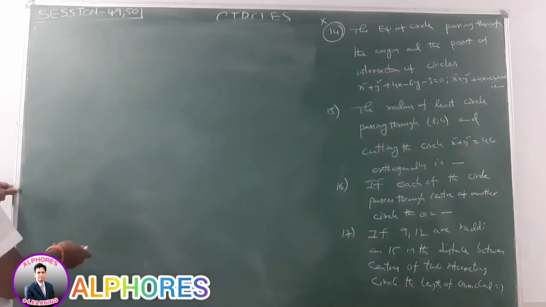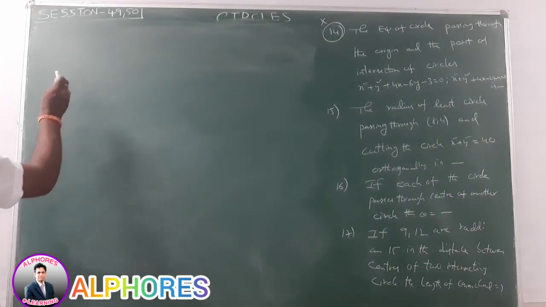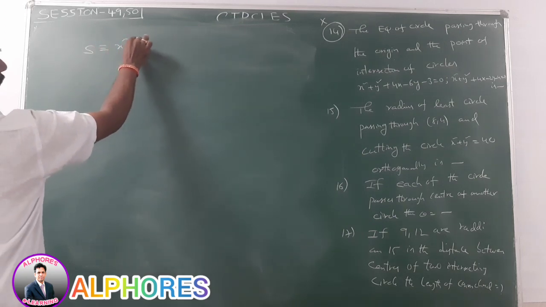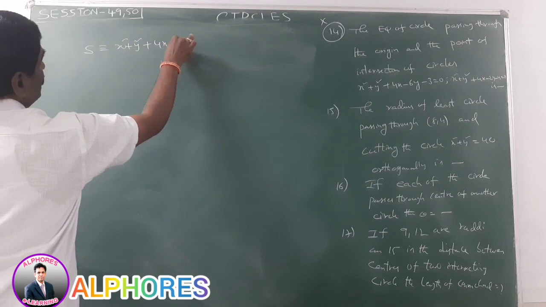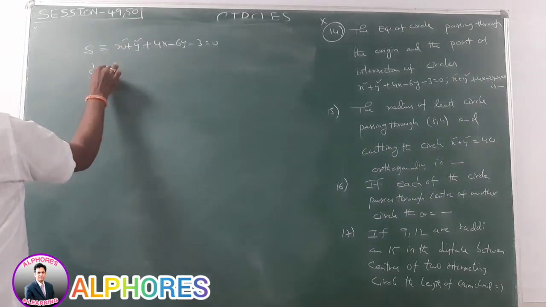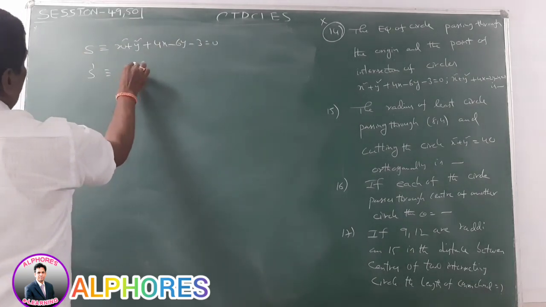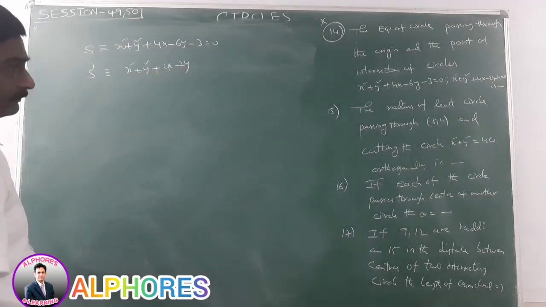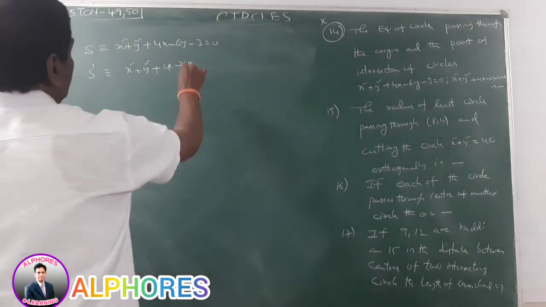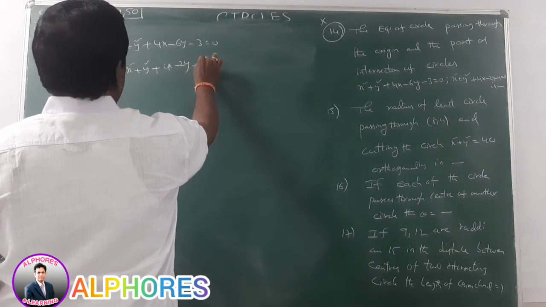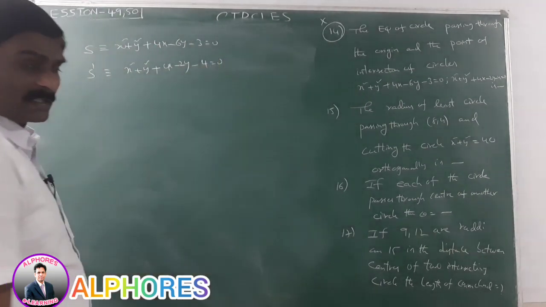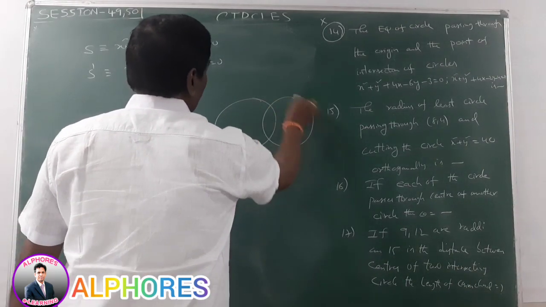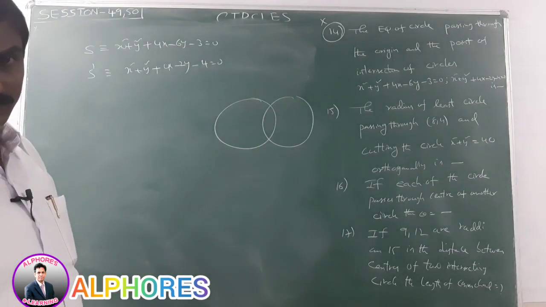The equation of the circle passing through the origin and the point of intersection of the circles. The given circles are: first circle S is x square plus y square plus 4x minus 6y minus 3 is equal to 0. Second circle equation is x square plus y square plus 4x minus 2y minus 4 is equal to 0. These are the given circles. Let these two be intersecting at A, B.